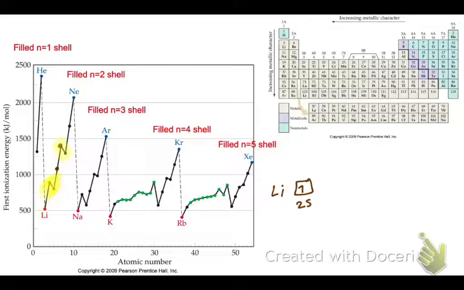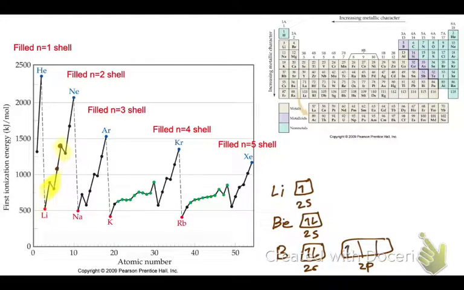Lithium is a 2s1 electron, right? Then we have beryllium. Beryllium is 1s2, 2s2. And then we have boron, which is 2 electrons in 2s and 1 electron in 2p.